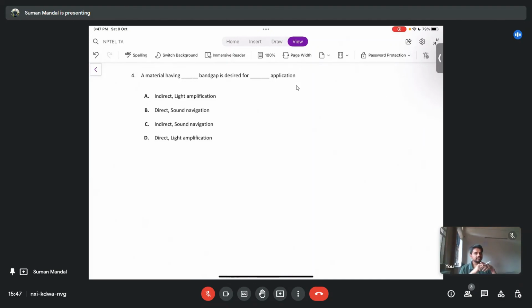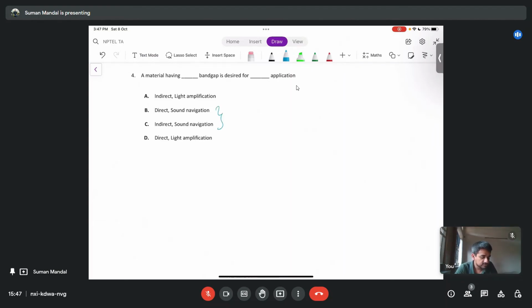So this is something that we were talking about earlier. A material having what kind of band gap, direct or indirect, is desirable for light or sound navigation application? First of all, sound has nothing to do with band gap, so both of them won't be the answer. It's either direct or indirect. So the answer is direct.